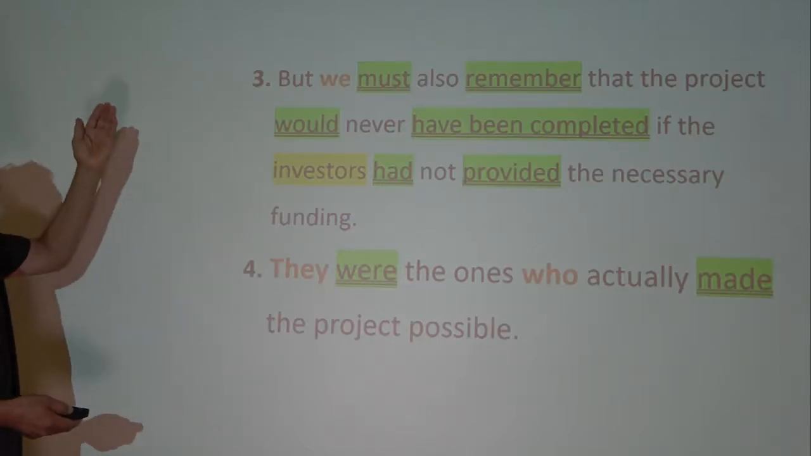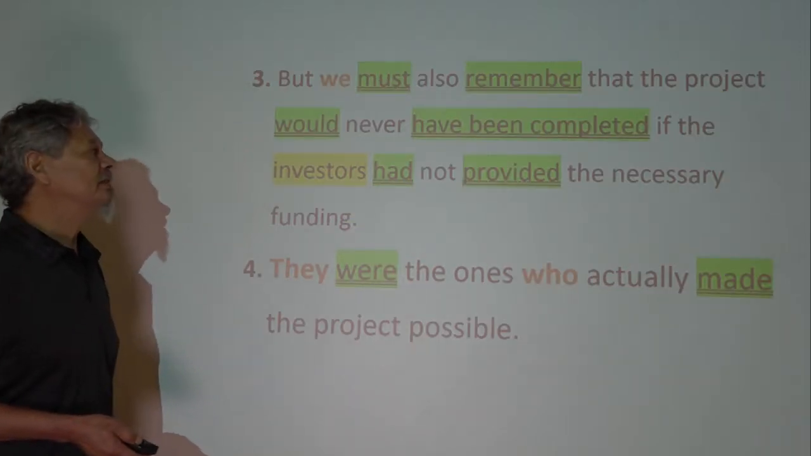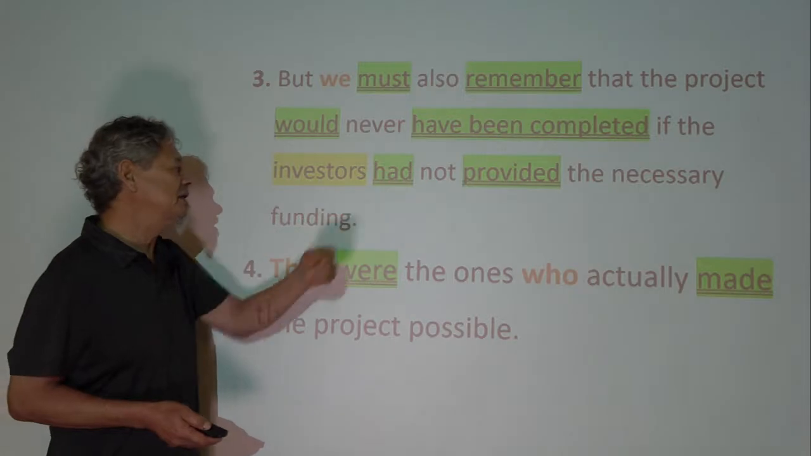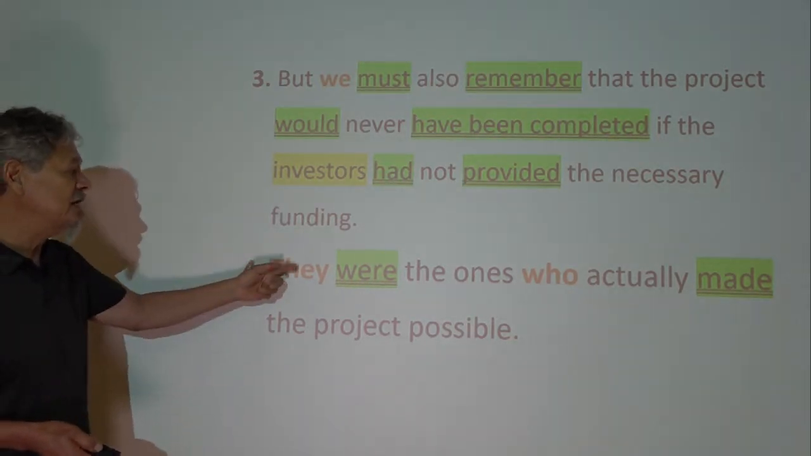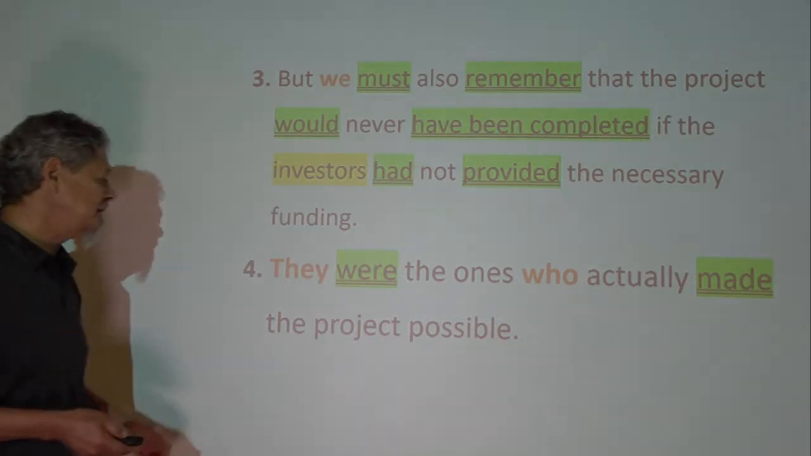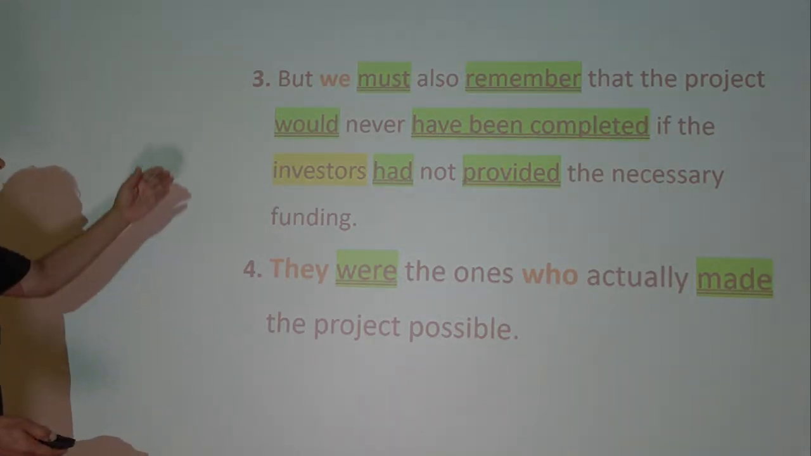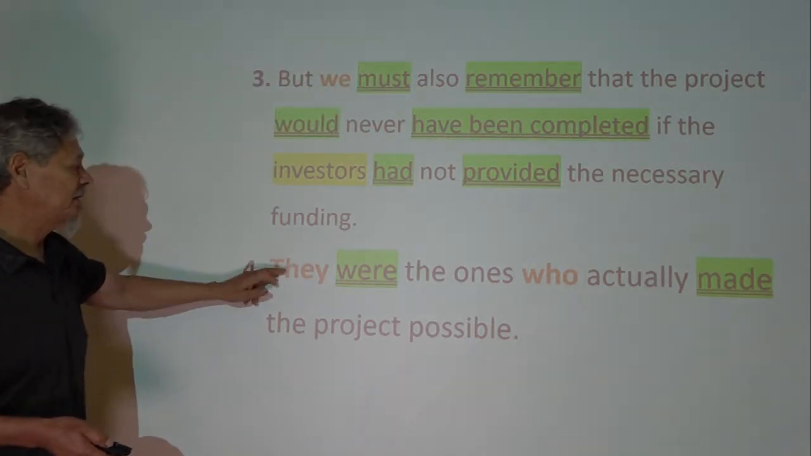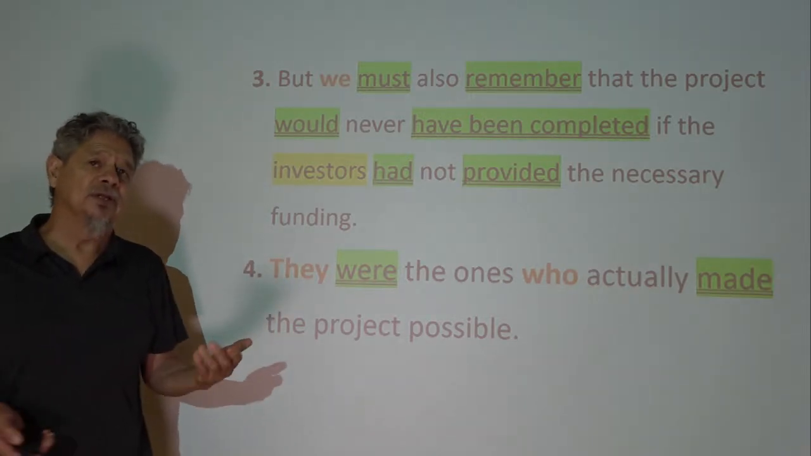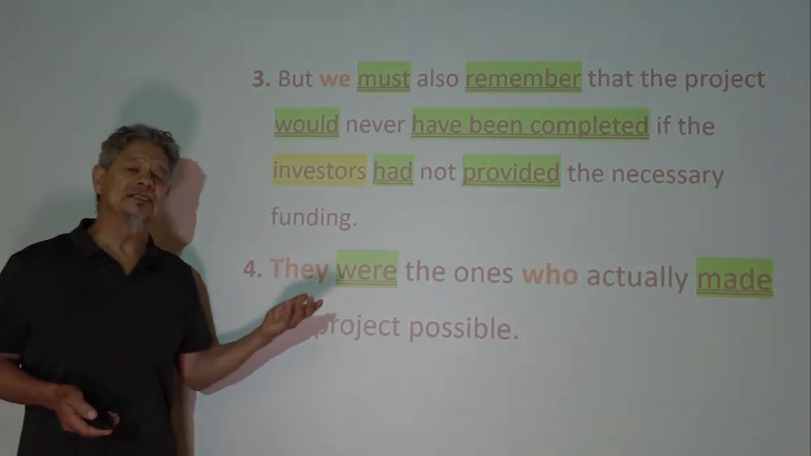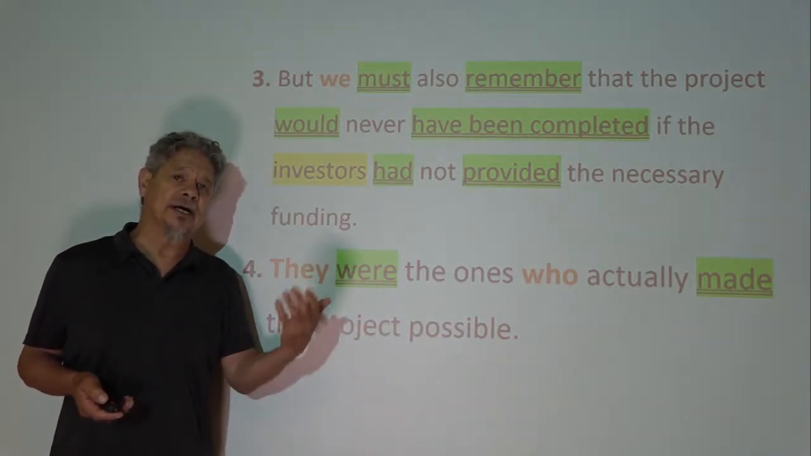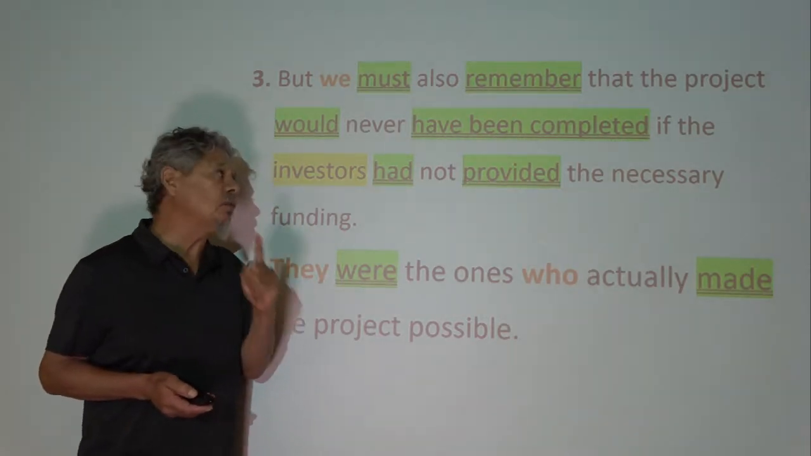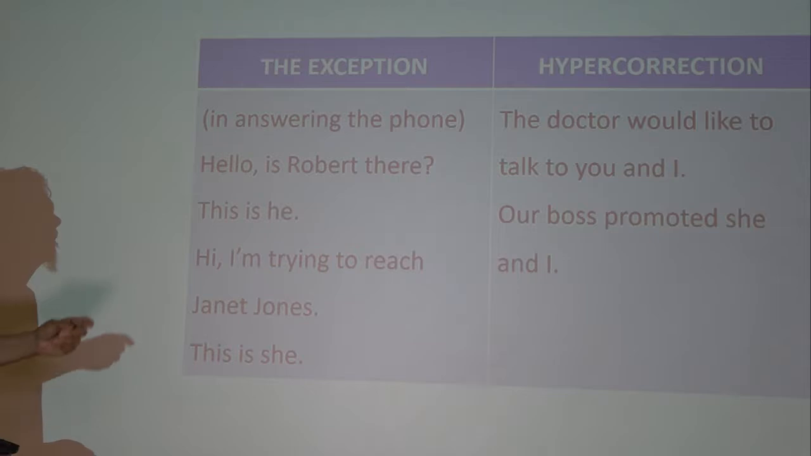The third sentence says, but we must also remember that the project would never have been completed if the investors had not provided the necessary funding. They were the ones who actually made the project possible. So you can see that these pronouns are subjects, and it is practically impossible to use them in a sentence and not to use them with a verb. There is, in fact, only one exception, and I'd like to show it to you.